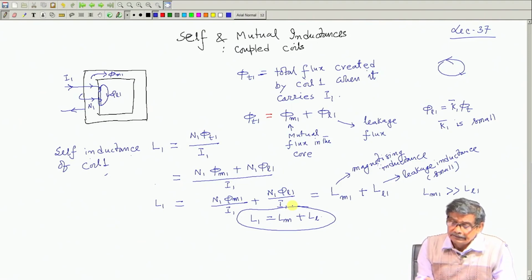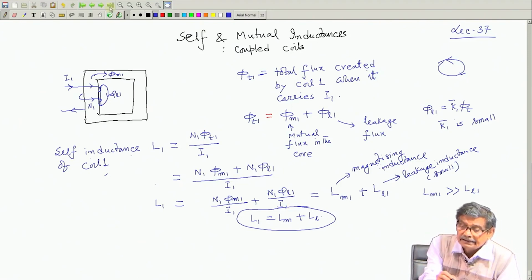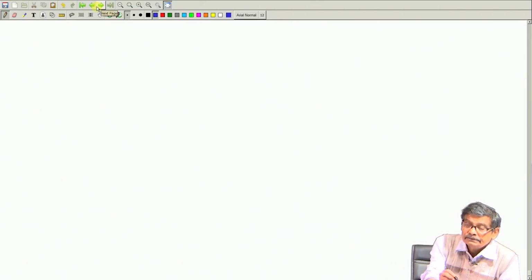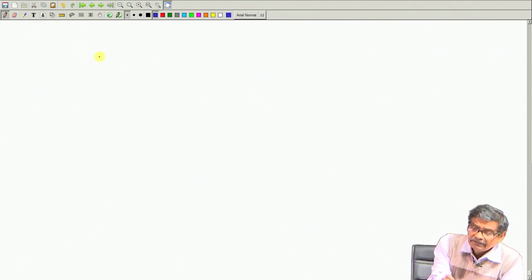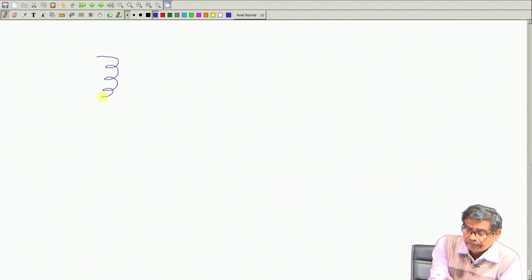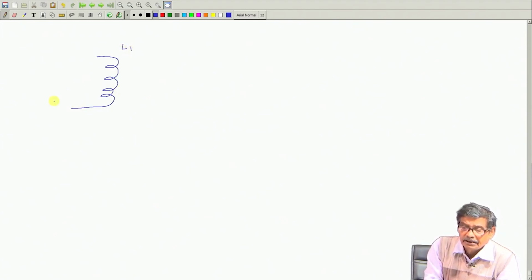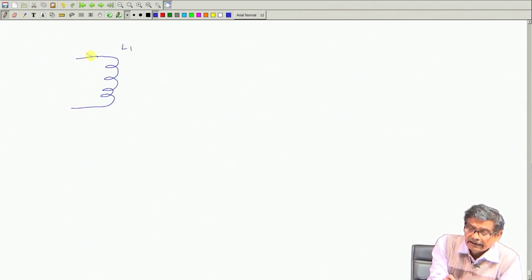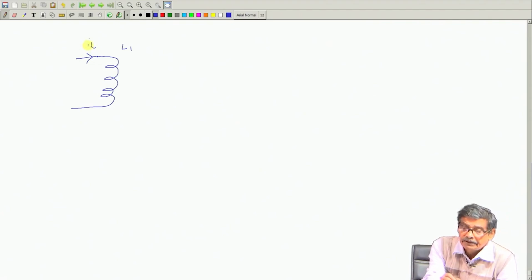Now, henceforth I will not draw the magnetic circuit, I will simply draw this one, and I will say that the inductance of the coil is L1 and it is carrying a current I, which may be time varying. If it is a time varying current, then we know that there will be an induced voltage in the coil, L1 dI1/dt. We have done this so many times.